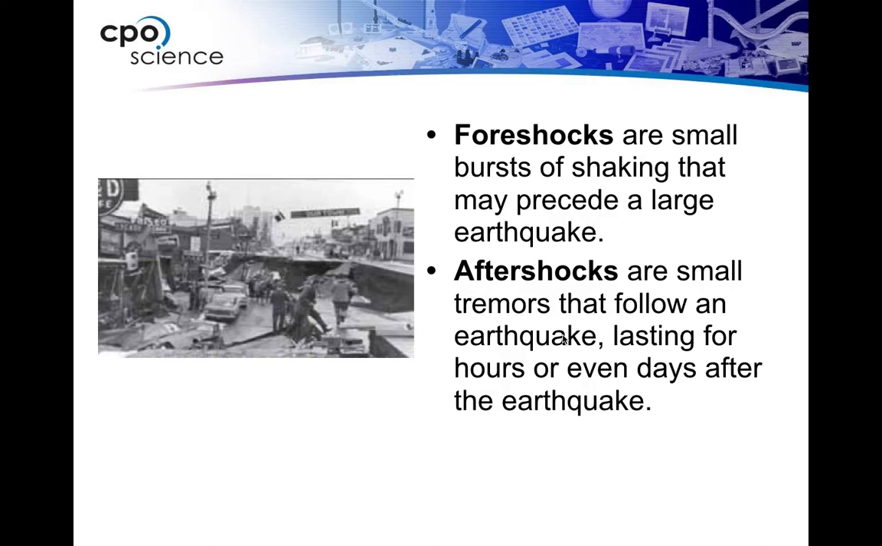Earthquake waves, remember, are called seismic waves. We have a few different types of seismic waves produced by earthquakes. The first type are called foreshocks, fore meaning before. Small bursts of shaking may precede a large earthquake. They can happen a few days in advance, or only a few seconds in advance, but usually you're going to get some sort of shaking ahead of time. You're going to have the very distinct seismic waves that we'll talk about later on, and then at the end you get aftershocks. Aftershocks are small tremors that follow an earthquake. They'll sometimes last for an hour, or sometimes they can even last for days afterwards.